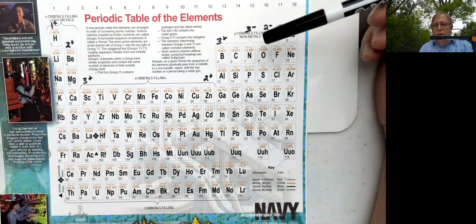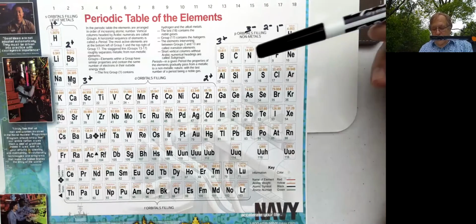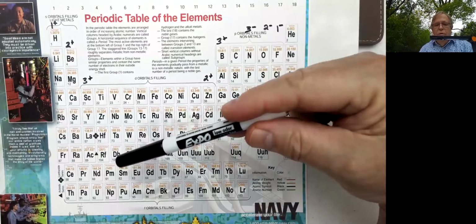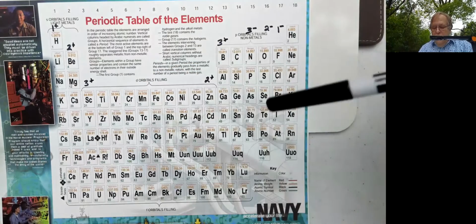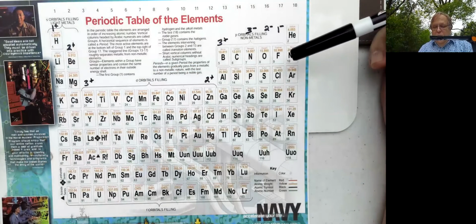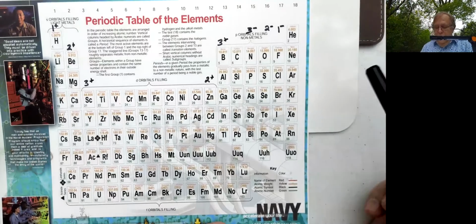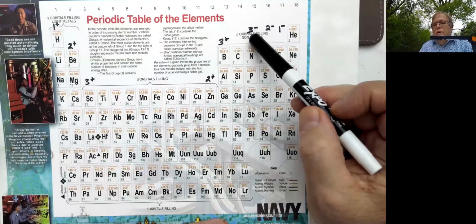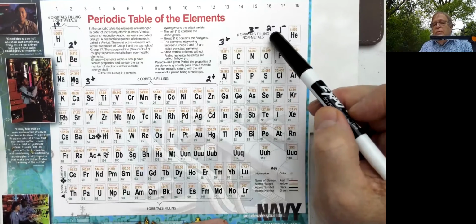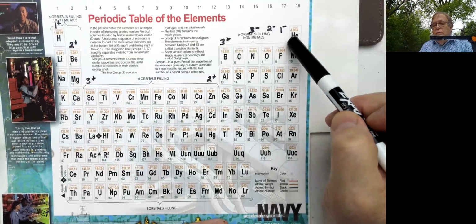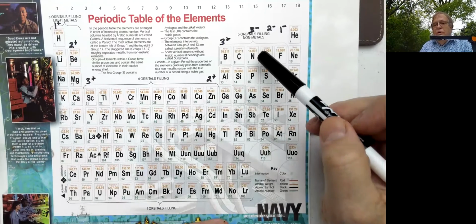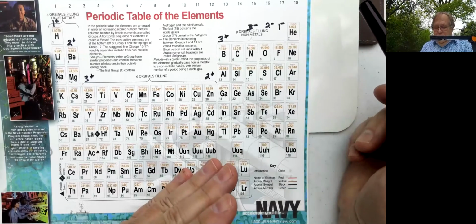Over here on the non-metal side, and once again, there's far more metals. All of these are metals over here. There's far more metals than there are non-metals. But non-metals are the ones that have too many electrons in their outer shell to lose. So it's easier for them to gain a few electrons than it is to lose a lot.